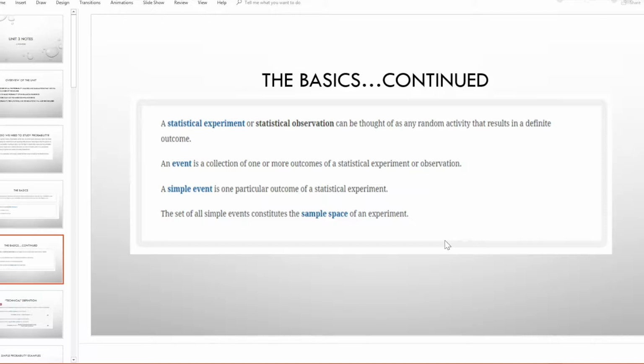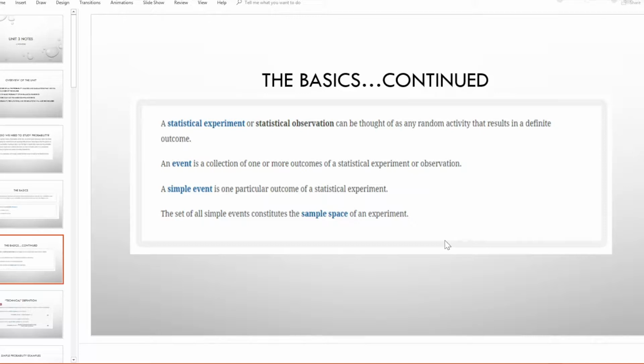Okay, an event is a collection of one or more outcomes of a statistical experiment or observation. So an event, again, it's what happens at the end. So a simple event means that we're just talking about doing one thing and seeing what happens. So rolling a dice is a simple event. Which is also the next vocab word. That was really convenient. So again, simple event means one thing is being measured, or one thing is being observed. A compound event is when we do more than one thing. So maybe I roll a dice, and then I roll another dice.